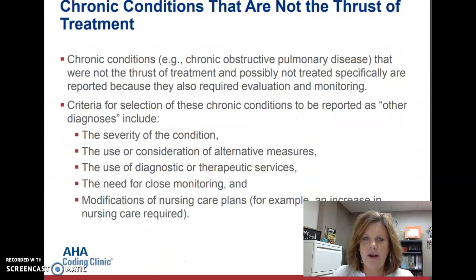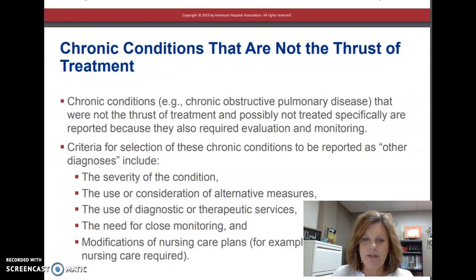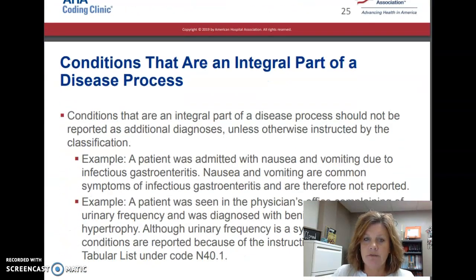So again, chronic conditions that are not the thrust of treatment, it's going to depend on if somebody has COPD. Okay, if it wasn't the thrust of the treatment and possibly not treated specifically, they are reported because they also required evaluation and monitoring. So somebody with COPD, even again, you are going to report it because they have to evaluate that. Right? So anything where you have to consider the severity of the condition, did they have to treat it? Is the doctor changing up the medications for it? Then again, that diagnosis probably needs to be reported.